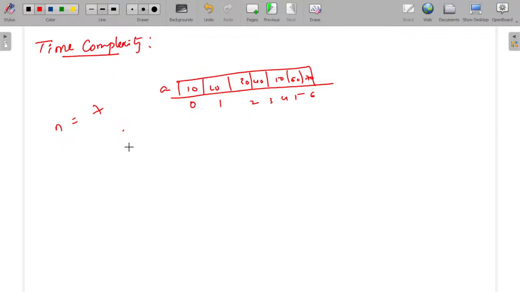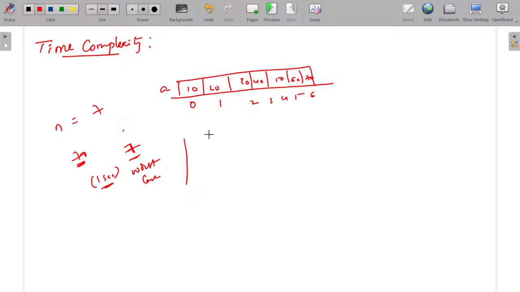Here the time is calculated in terms of comparisons. Let us say in worst case, best case or average case. In the worst case, let us say I have been asked to search for 70, which is the last element in the array. How many comparisons are we going to make here? 7. If each comparison takes 1 second, then the total time is 7 seconds. This is the worst case.